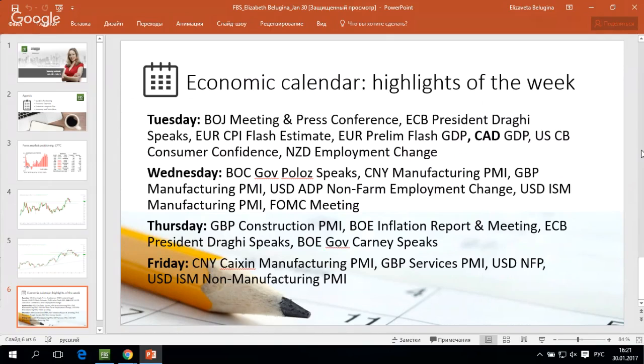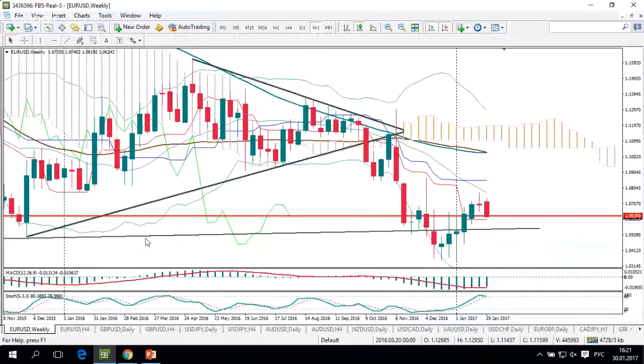If he acknowledges the strength of the British economy, the pound will get a short-term boost. But if Carney underlines that uncertainty about the nation's economic future is still present, then the pound will keep snapping its recent recovery. So this is what we should expect from the upcoming meetings of the central banks. I think that now we should be ready to have a look at the Forex charts.